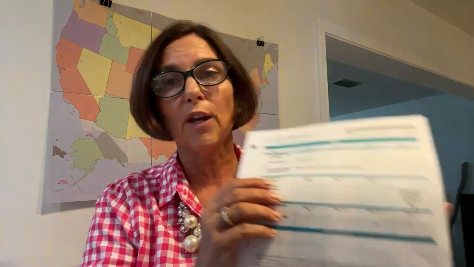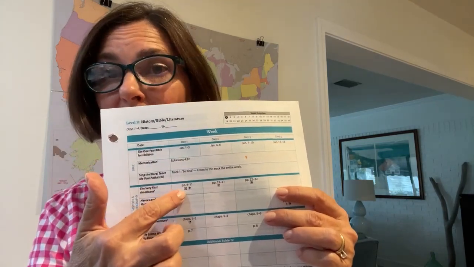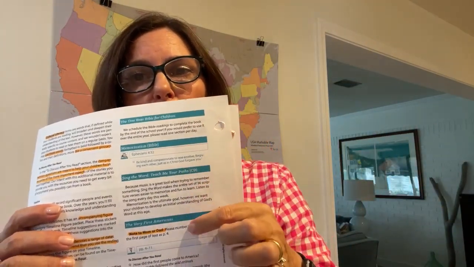So on day 1, the very first map point is for the book, The Very First Americans. Okay, so here's the book, The Very First Americans. Day 1, there's a globe. There's also an N. The N is telling me that there is a note to parents. So I'm going to flip the page over and I'm going to look for the titles of the different books. So I'm going to look for The Very First Americans, and it's right here. And then day 1 is right here.